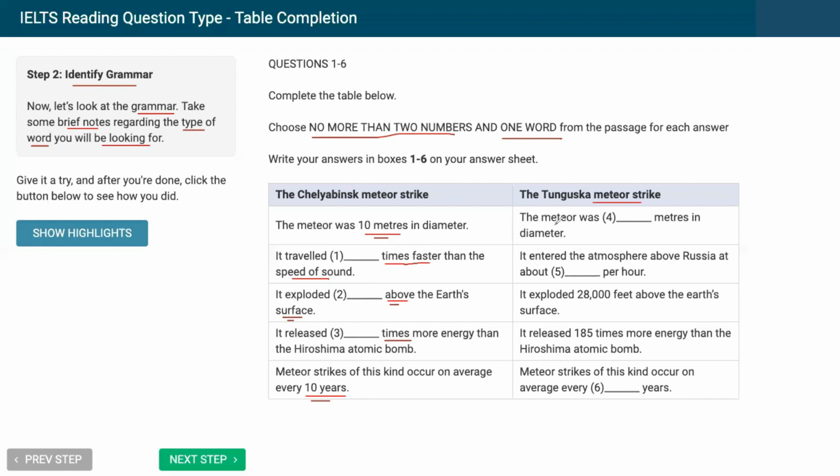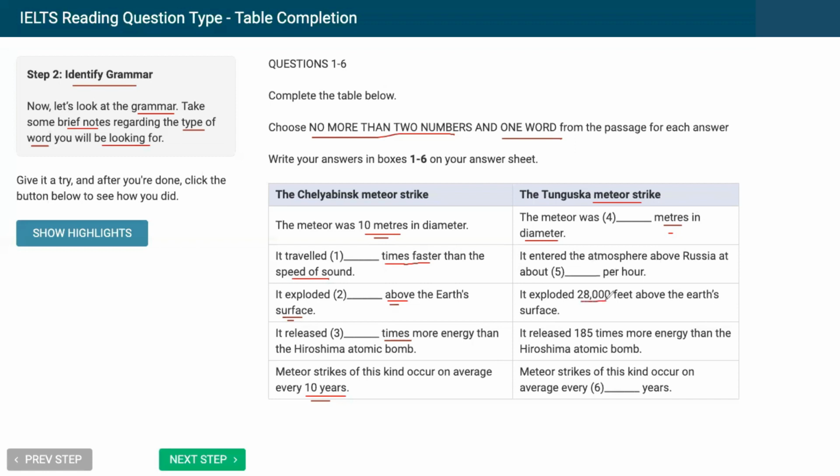Number 4, the meteor was blank meters in diameter. Quite clear, since we have meters here and we're looking at a diameter, this is going to be a number. We're going to look for a number of meters. Number 5, it entered the atmosphere above Russia at about blank per hour. Again, not surprisingly, we're looking at a number. So it's some sort of speed. Again, it's going to be an amount.